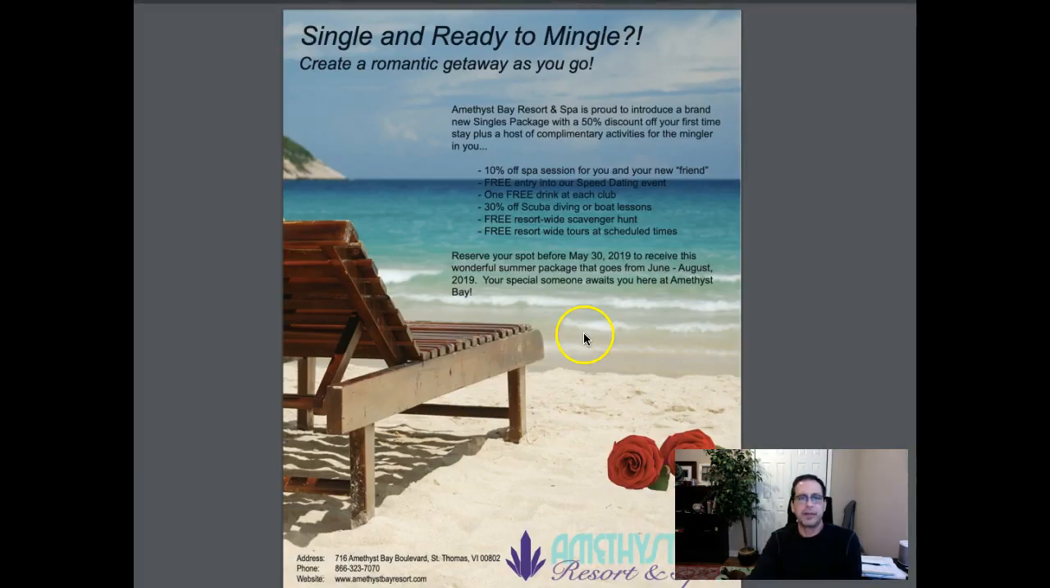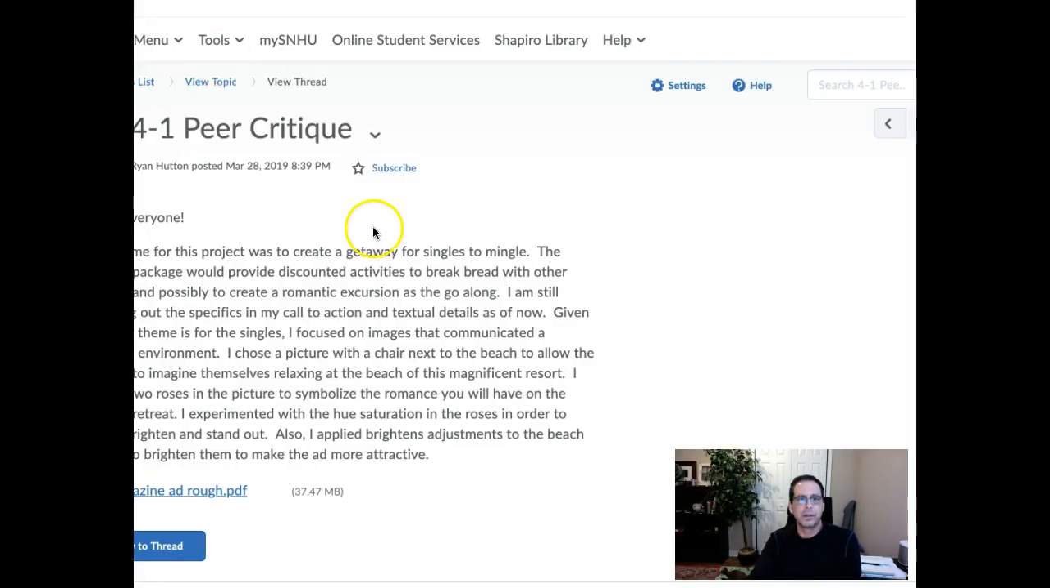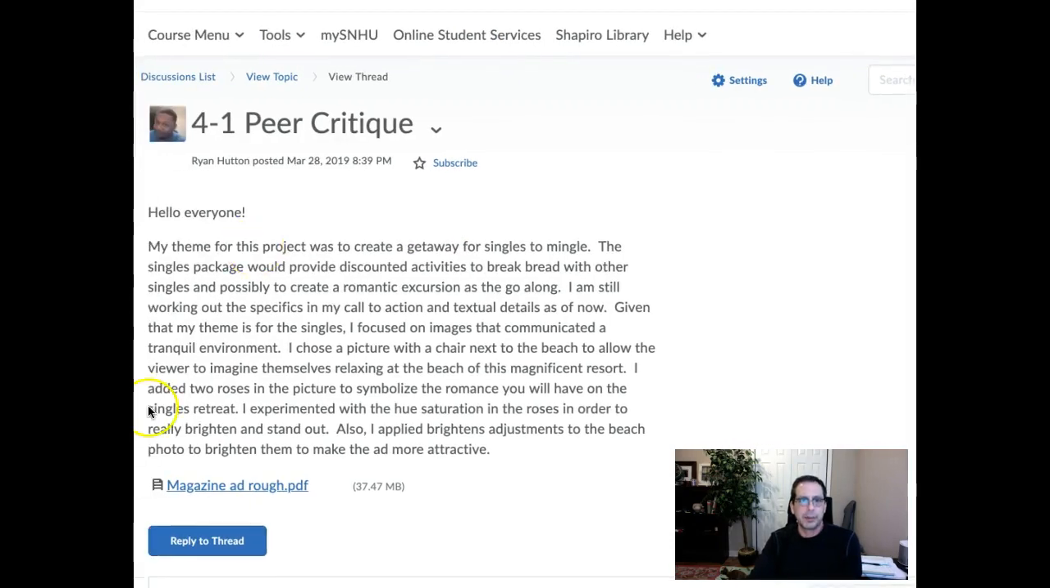I've got your magazine ad up here, really looking good. I want to address your writing a little bit because there are some things in your ad where you made some really, really good decisions, and I want to address those. Just trying to see if there were any questions in here.